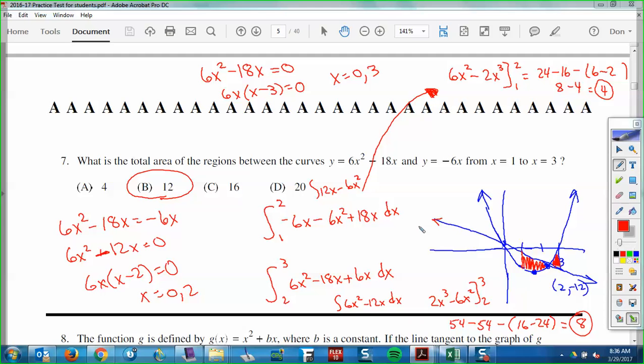So you raise it up to 2, divide by 2, 6x squared, raise it up to 3, divide by 3, that's 2x cubed. From 1 to 2, put in your 2, put in your 1, you get 4 for that first section. Then it's the other way around, 6x squared minus 18x minus -6, which would be plus 6x. Combine those to minus 12x, and do your antiderivative, then 2 to 3. I got 8. That's a doozy.